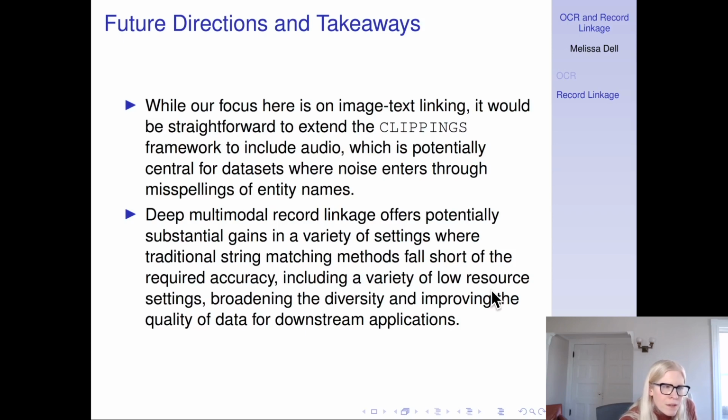Moreover, deep multimodal record linkage offers potentially substantial gains in a variety of settings where the traditional string matching methods fall short of the required accuracy. And we think this is particularly true in low resource settings, where the hacks to string matching methods that I showed you, which take into account that some substitutions are more likely than others, just don't work well, or maybe where the OCR is horrible, so they're going to work less well. And so we hope that deep multimodal record linkage can potentially broaden the diversity of applications that are feasible to study, and can also improve the quality of the data for downstream applications.